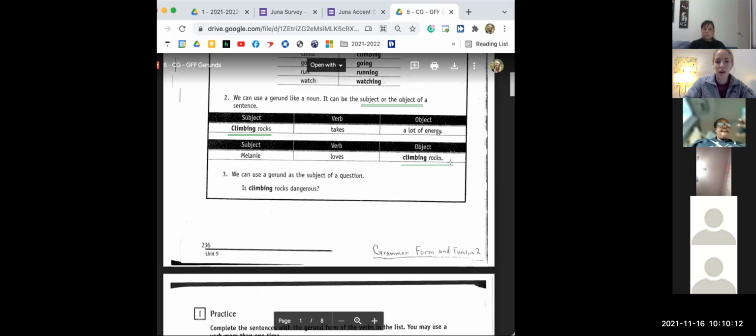We can also use the gerund as the subject of a question, right? In the subject, we have our main verb is, that's our yes, no question: Is climbing rocks dangerous? Climbing rocks would be the subject of that verb is.